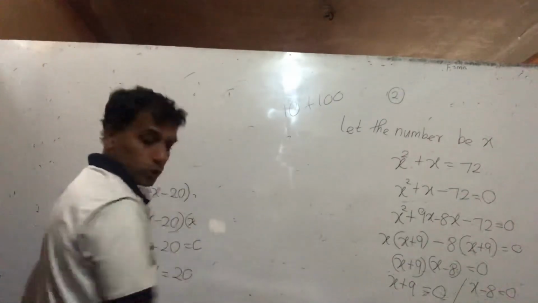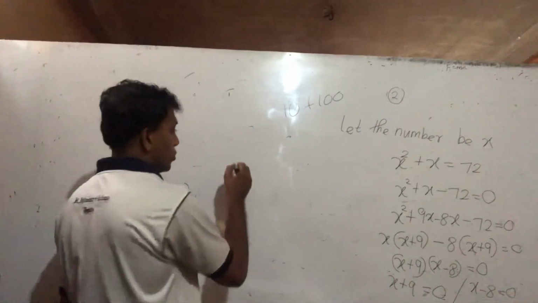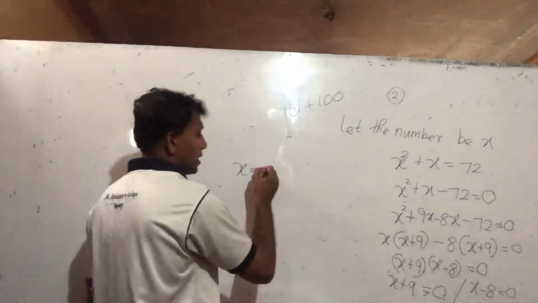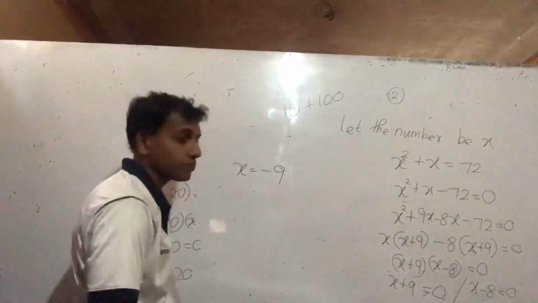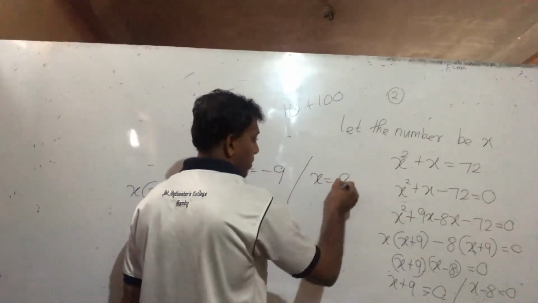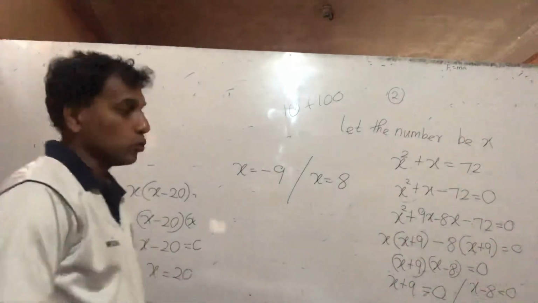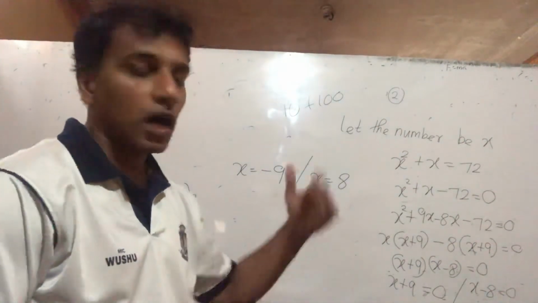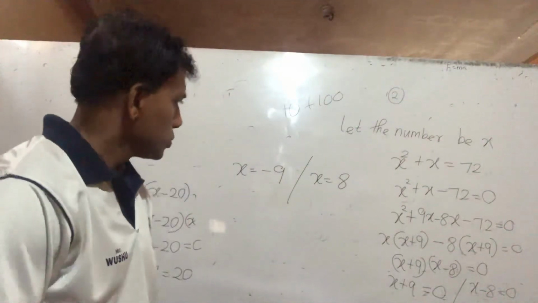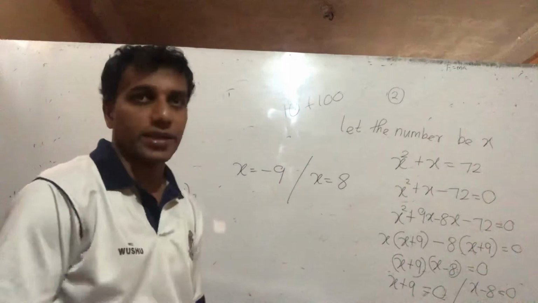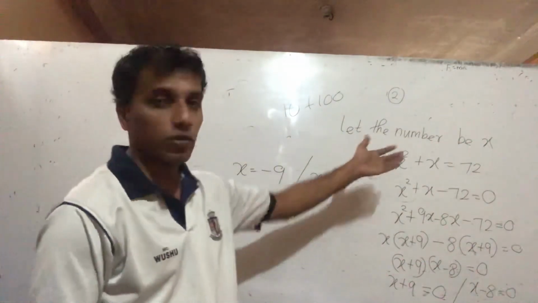Therefore, what are the 2 solutions? x equal, take the plus 9 to the other side, minus 9. Or the other answer, minus 8 to the other side, plus 8. See, 2 solutions. If a number is squared and added to itself, answer is 72. So in this case, we can get both solutions. Both are satisfied. Both solutions are correct. They satisfy this equation.